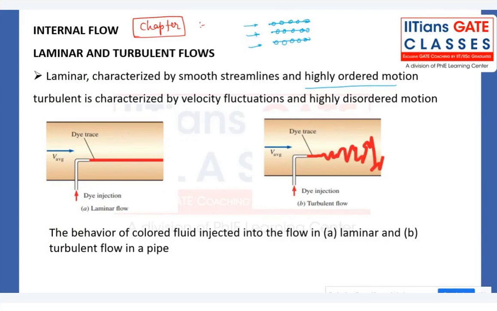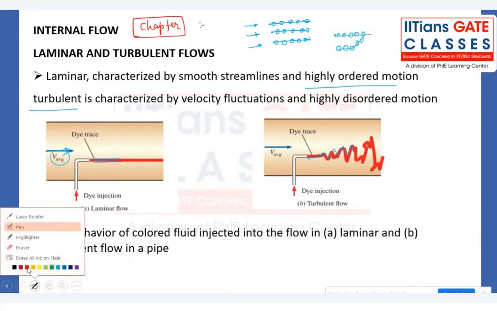You can see very clearly a dye being injected in the pipe, right? And if this V infinity, V average, is not that high, what will happen? The dye coming out will be just like a laminar flow. Each and every fluid layer will be parallel to each other, right? Streamlines will be parallel to each other. Here, what is happening? Turbulent flow is basically characterized by velocity fluctuation and highly disordered motion. One layer of the fluid suddenly starts colliding with other layers of the fluid, right? Highly momentum transfer will happen in turbulent flow.